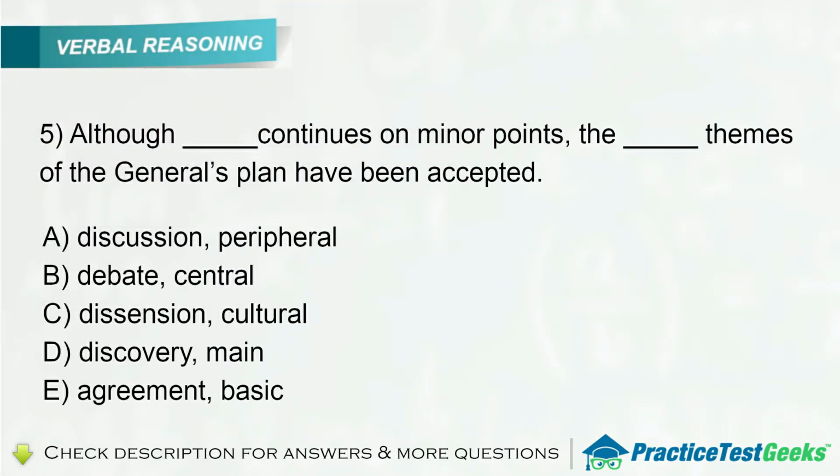Question 5. Although blank continues on minor points, the blank themes of the general's plan have been accepted. A. Discussion, peripheral. B. Debate, central. C. Dissension, cultural. D. Discovery, main.